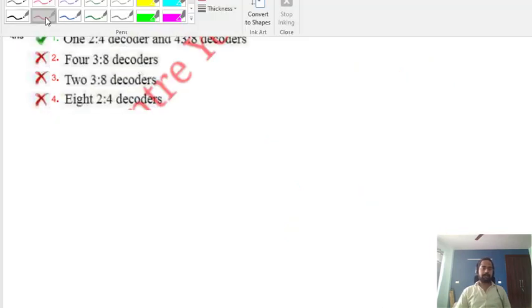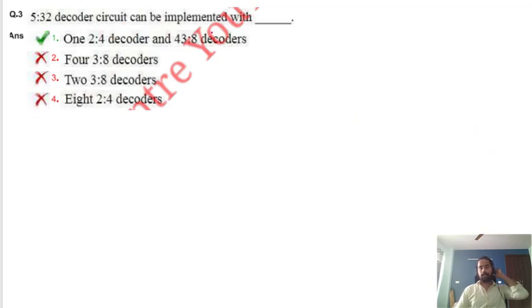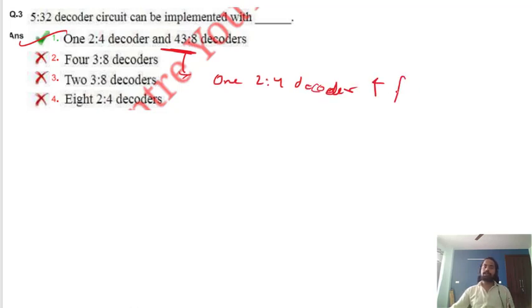5:32 decoder circuit can be implemented with. Here option 1 will be the correct answer, but there is one misprint in the answer. It should be 1:2:4 decoder and 4:3:8 decoder, not 43:8. So total one 2:4 decoder is used and four 3:8 decoders are used.